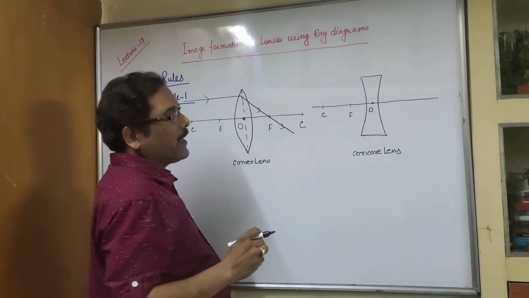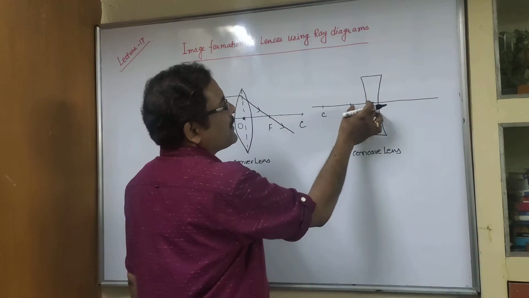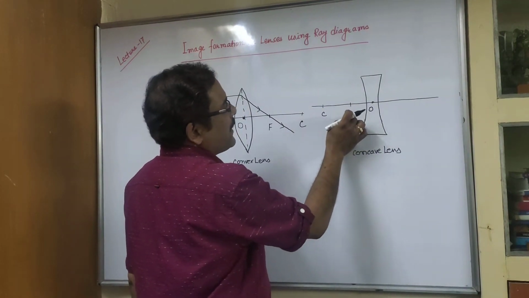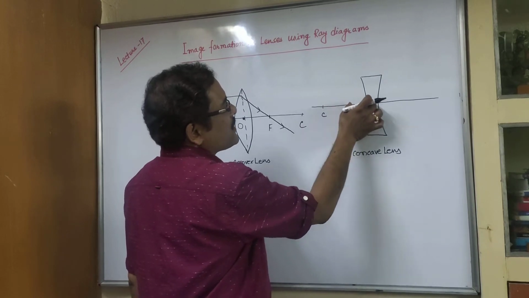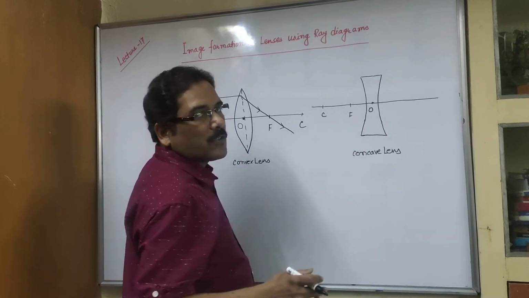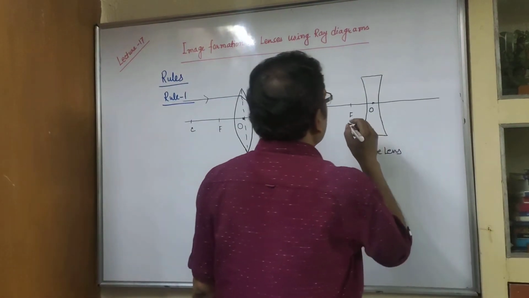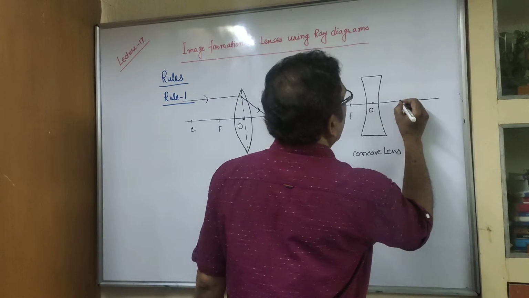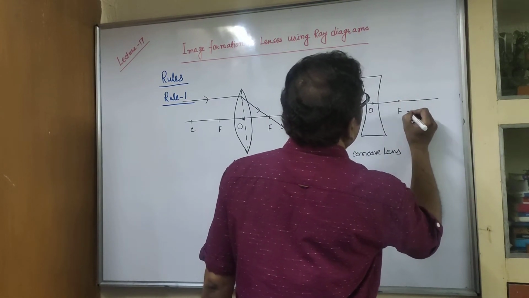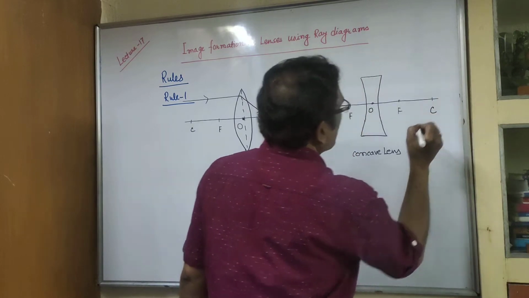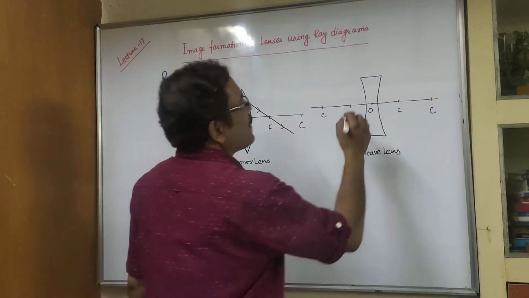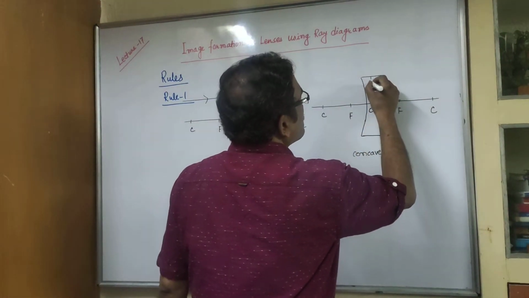Then mark the point principal focus and center of curvature. Now for a good ray diagram, you should always make these two distances equal. It means the distance between O and F and between C and F. These two distances. If O and F is 2 cm, the distance between C and F is also 2 cm. Then you will always get a good ray diagram. This is also a thing of attention. Now mark these points on either side of the principal axis. This dotted line is aperture of the lens.